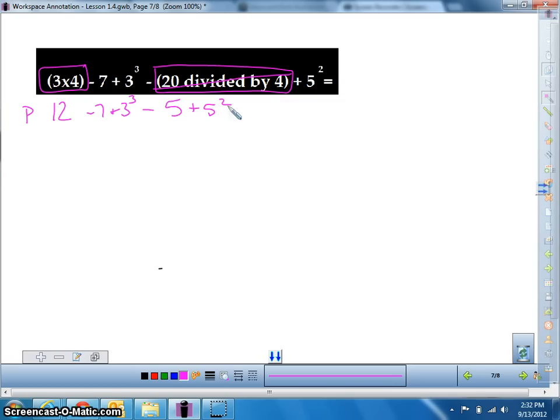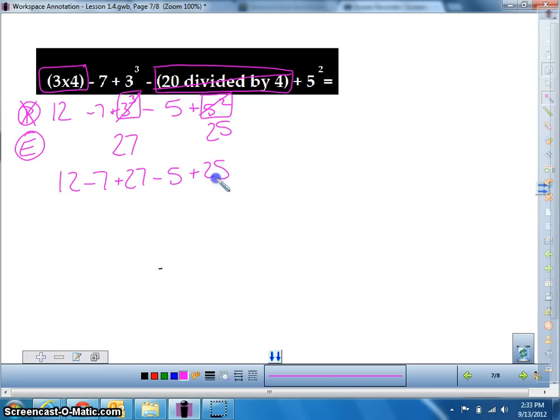All right, now I am on to exponents. Do I have any exponents? Yes, I do. I've got this that I need to replace. 3 times 3 times 3 equals 27. And over here I've got this one, 5 squared, which I'm going to replace with 25. So now I have 12 minus 7 plus 27 minus 5 plus 25.